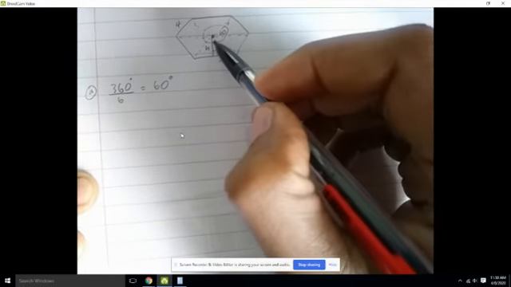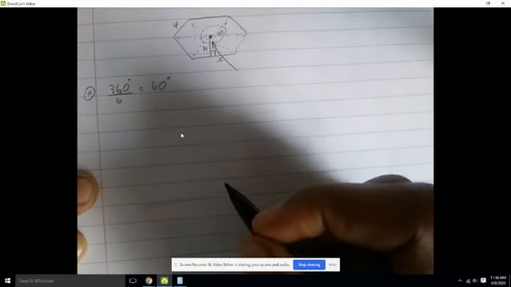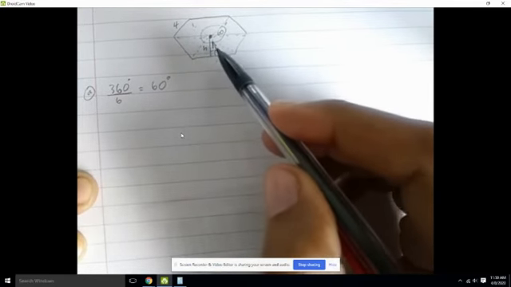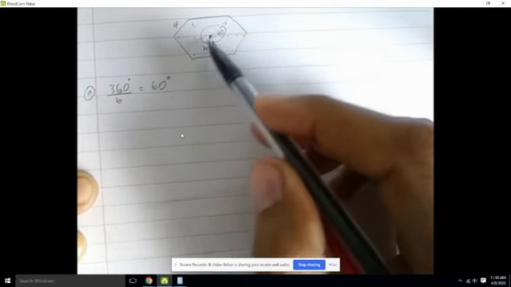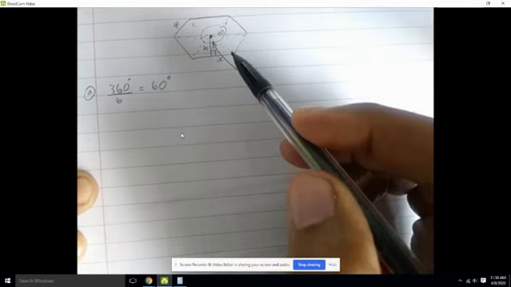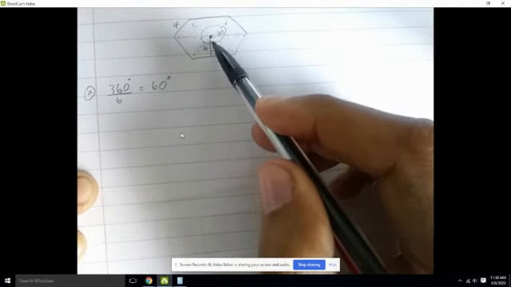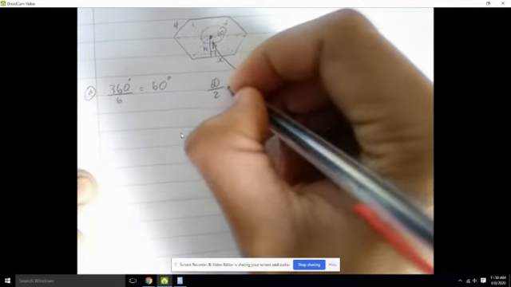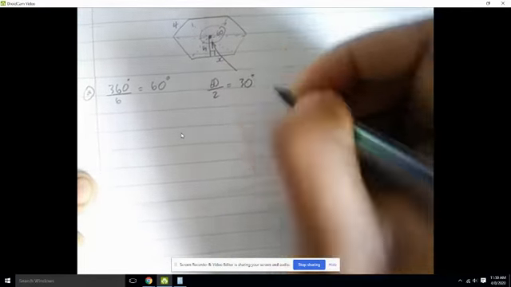But what about this angle right here? Okay, what about that angle? If you notice, it's half of one of those equilateral triangles. So if the whole thing measures 60, then half of it should be 60 divided by 2, which would give you 30 degrees. Hope that's clear.